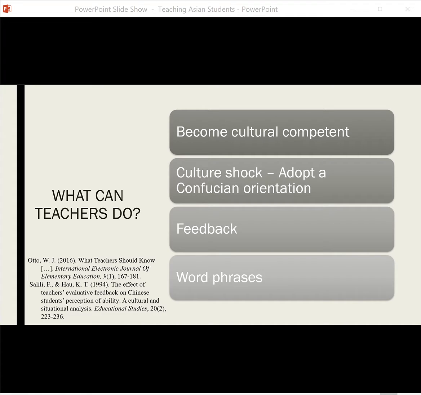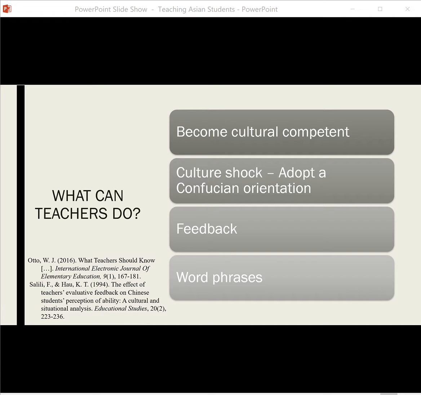What can teachers do? We can become culturally competent. We need to overcome stereotypes, the model minority stereotype. Even though the student is quiet and obedient, it doesn't mean that they have the highest grades.